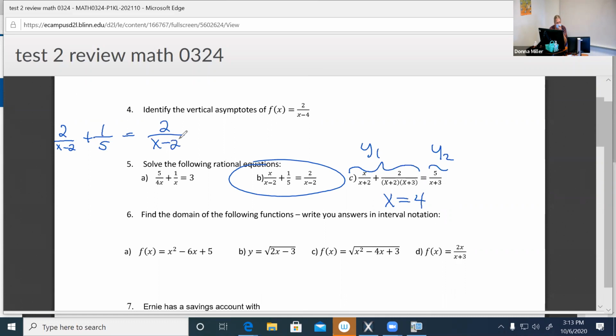So remember, with rational equations, if you're going to solve it algebraically, you multiply by the common denominator, which is what? What's the common denominator? X minus 2. X minus 2 is part of it. What's the other part? 5. Okay, so you're going to multiply everything by the common denominator, right? I'm going to do that in a different color. I'm going to multiply everything by 5 times x minus 2.